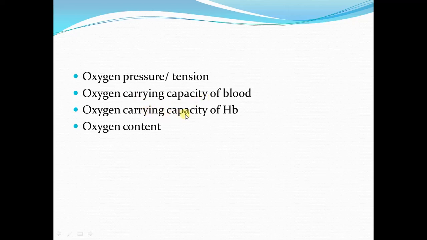While oxygen carrying capacity of hemoglobin means the amount of oxygen transported in the blood in the form of oxy-hemoglobin, that we discussed in the previous lecture, that 19.4 ml of oxygen is transported as oxy-hemoglobin in each 100 ml of blood. And oxygen content means again the total amount of oxygen present in the blood, both in the dissolved state as well as in combination with hemoglobin. So these are different terms that must be clear to you.